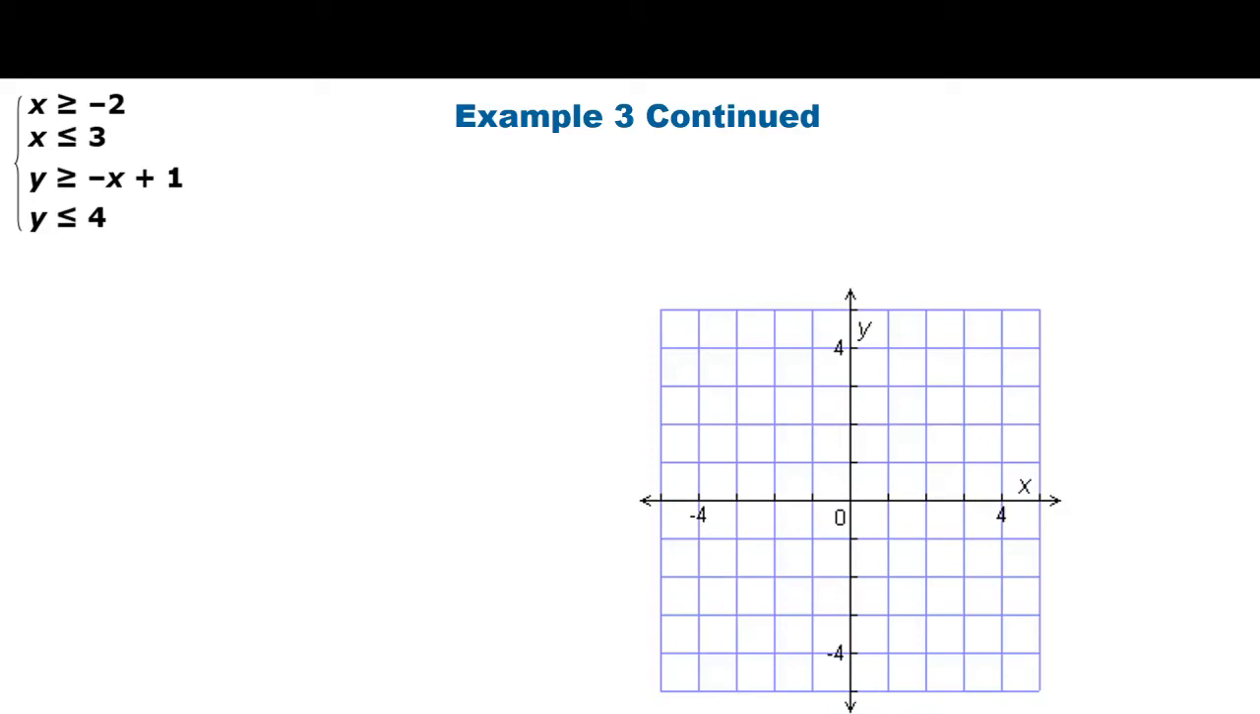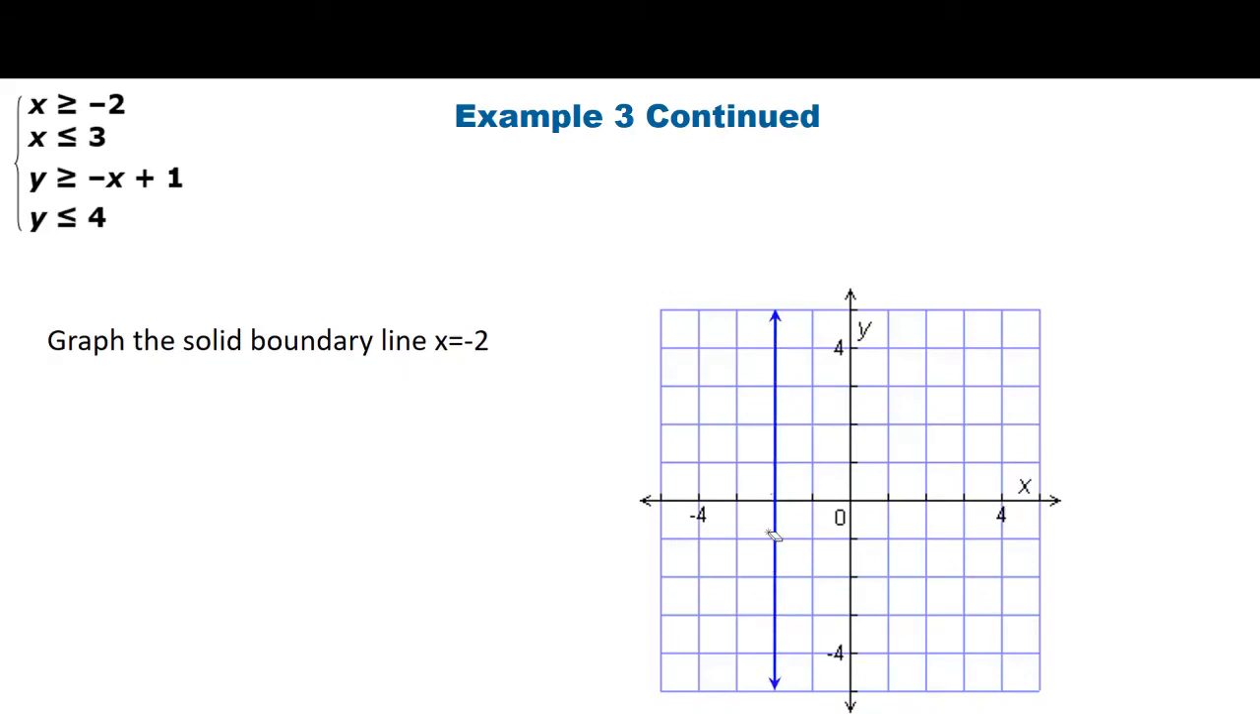The first one says x is greater than or equal to -2. So what does that one look like on the graph? Well, x is equal to -2, so let's go over to -2, and we can see that it's going to be here. It says it's equal to, so we're going to have a solid line, and there it is.